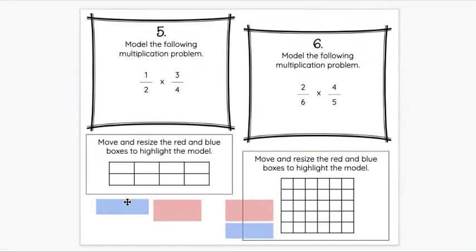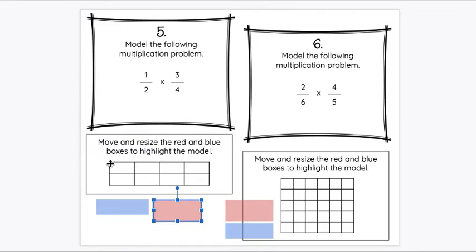Okay, so on your assignment, you have problems that look like this, and you need to use these models as well as the blue and red highlights to show and model just like I showed you in the first part of the video. So let's look at number 5. Model the following multiplication problem. 1/2 times 3/4. So it says here, move and resize the red and blue boxes to highlight the model.